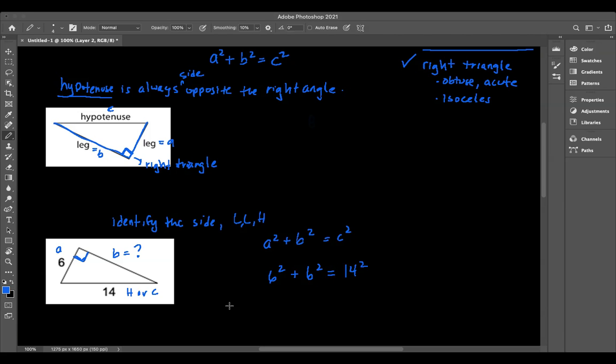Looking at the information here, what do we have? We have 6 squared. If you remember, 6 squared is 6 times 6, so that's 36. Then we have plus b squared equals, now 14 times 14 equals 196. So now looking at the equation, we have 36 plus b squared equals 196. From here, what can we do? To get b by itself, so we can find the value of b, we have to subtract 36 from both sides of the equation.